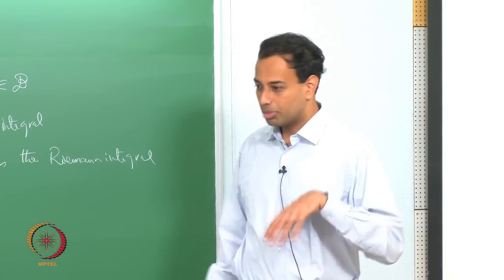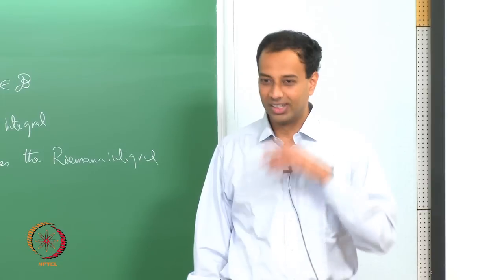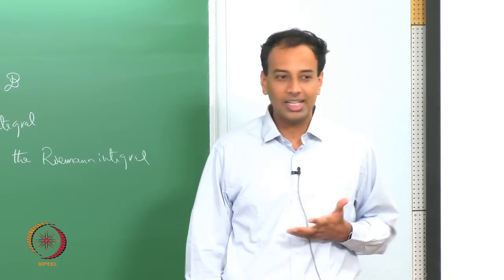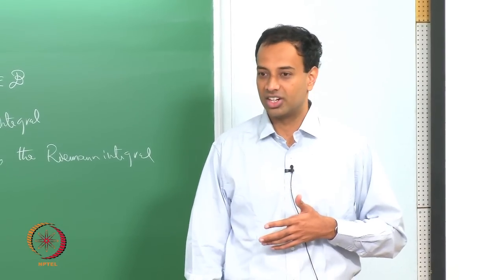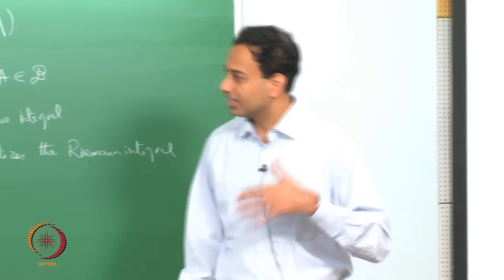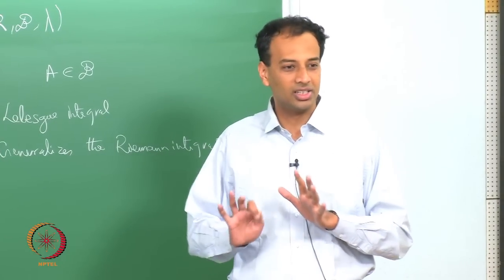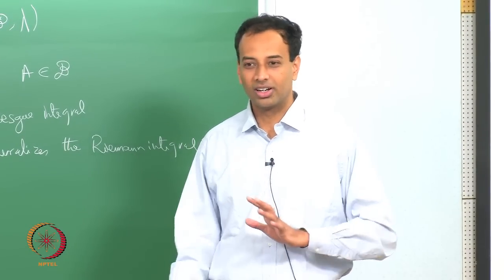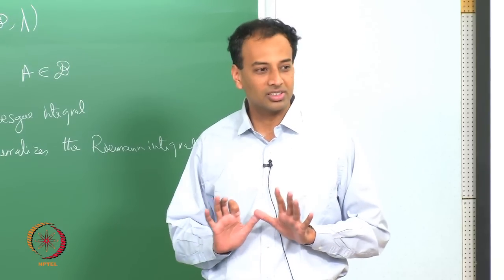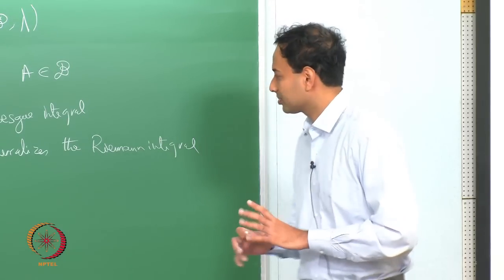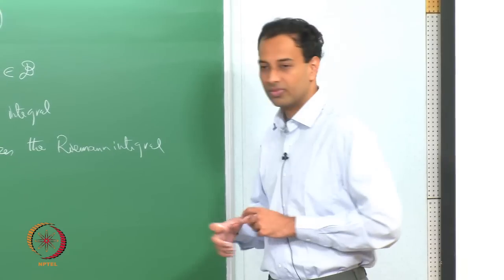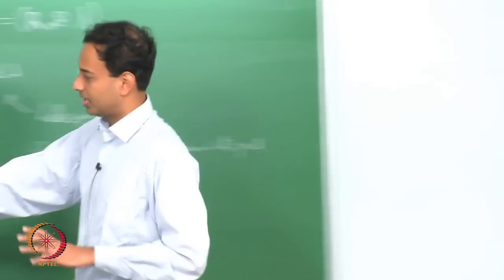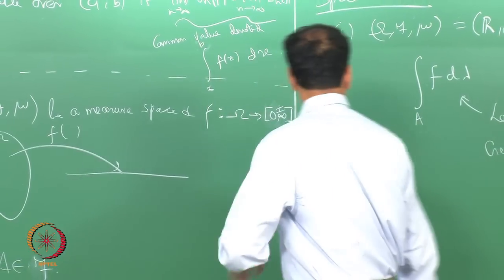In the beginning, this may seem a little abstract because it's called abstract integration after all. But once you learn Lebesgue integrals and abstract integrals in general, you will actually feel that the Riemann integral is a very awkward integral. It doesn't exist for even fairly simple functions. So that's the first example of an abstract integral, the Lebesgue integral.